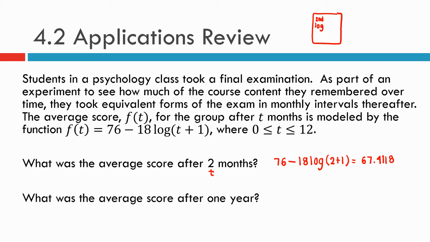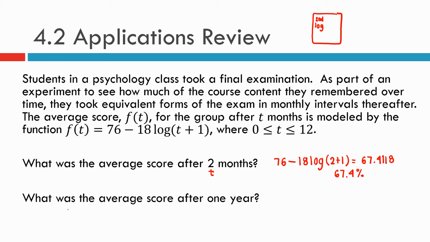Okay, so if we're talking about what was the average score, it doesn't tell you exactly what to round to. So I'm just going to round to one decimal. So the average score was roughly a 67.4%. So after 2 months, they only knew 67.4% of the material that they had previously learned.